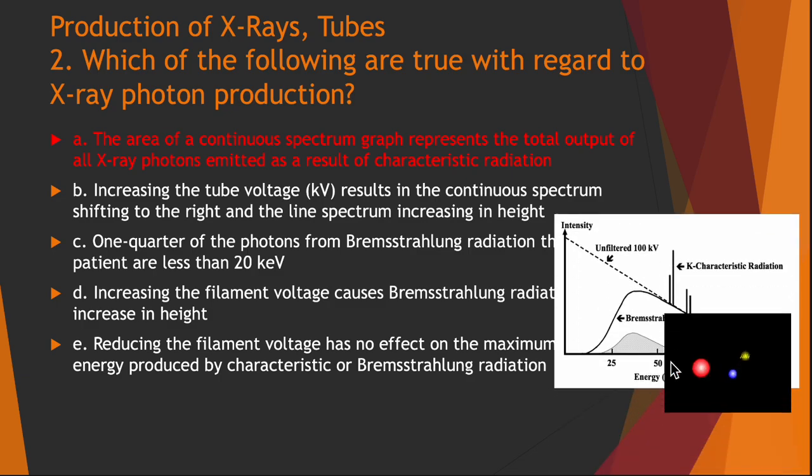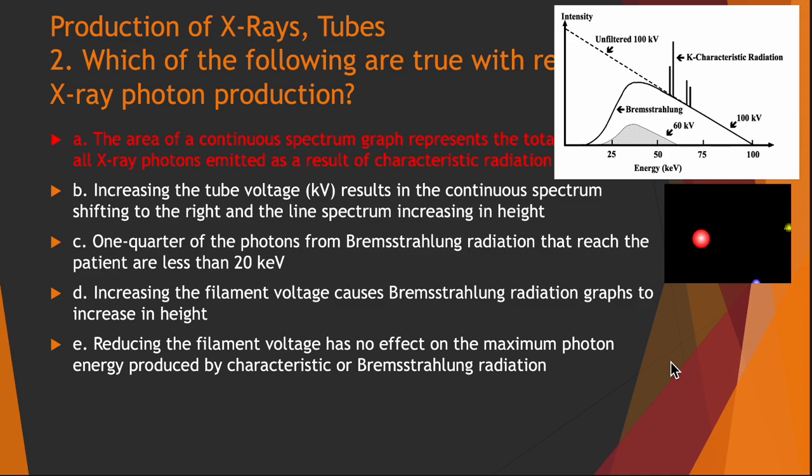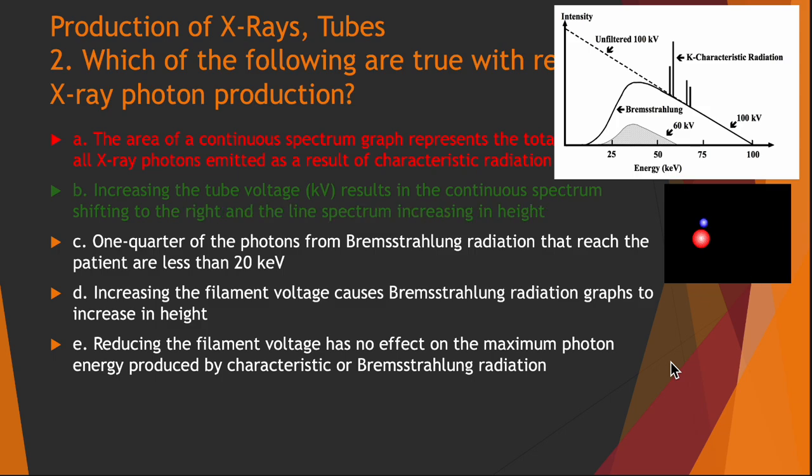characteristic radiation. Increasing the tube voltage, that is kV, results in the continuous spectrum shifting to the right and the line spectrum increasing in height. So the answer is true, because as we increase the tube voltage, it increases the frequency of the photon production as a result of the characteristic radiation. However, it does not influence the photon energy.